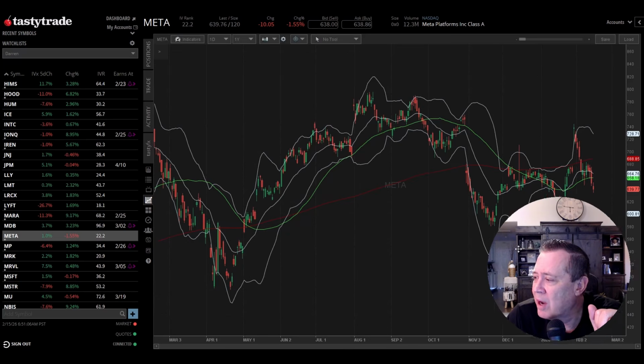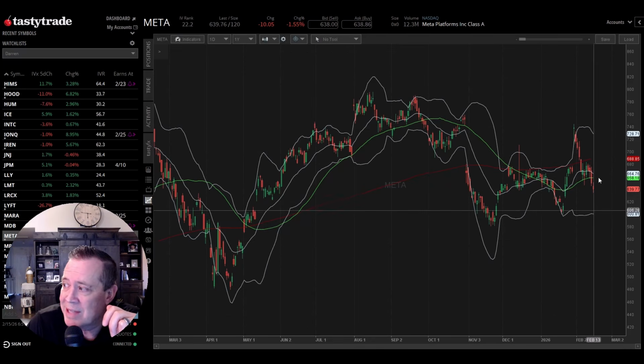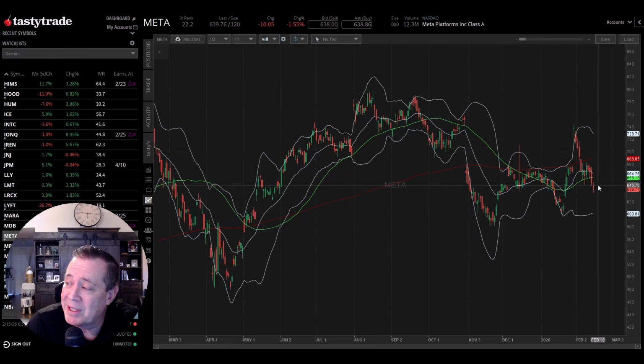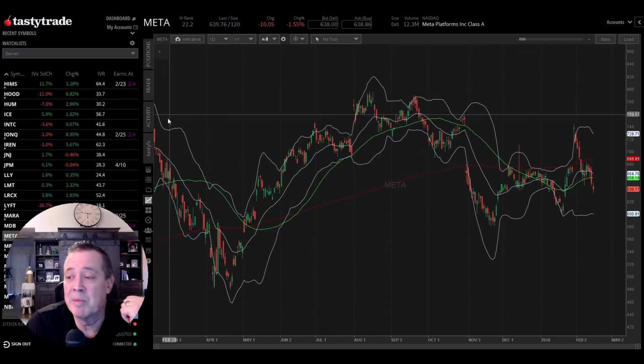So right here, I've got Meta and I've got a chart. I've got the Bollinger Bands in white. We're at the lower range. I still like Meta long. We've got the 50-day trending below the 200-day. Surprising. My target for Meta is much higher.